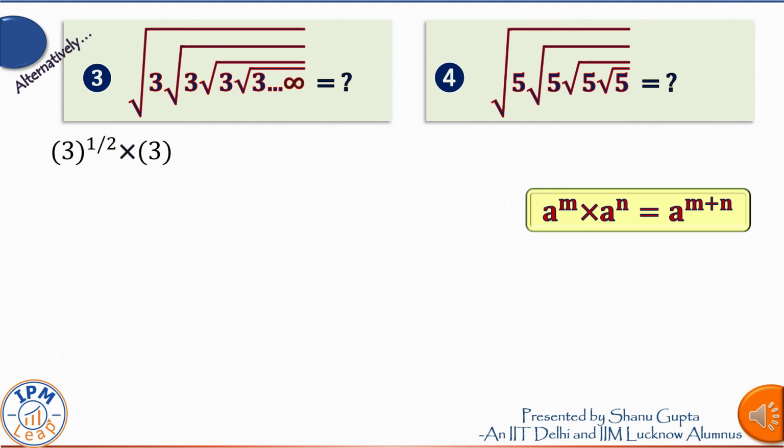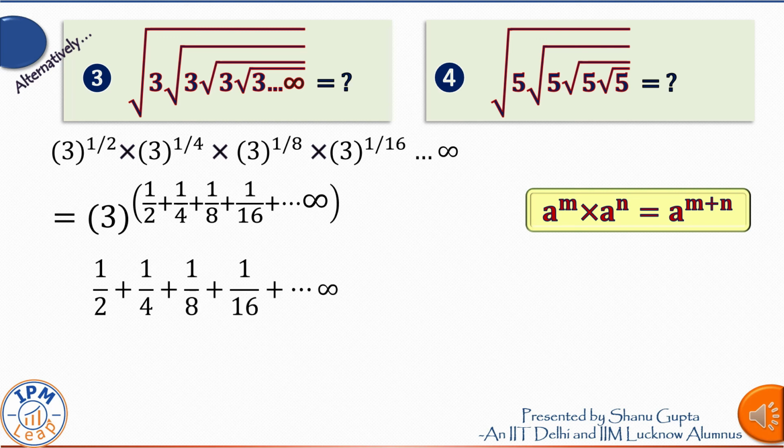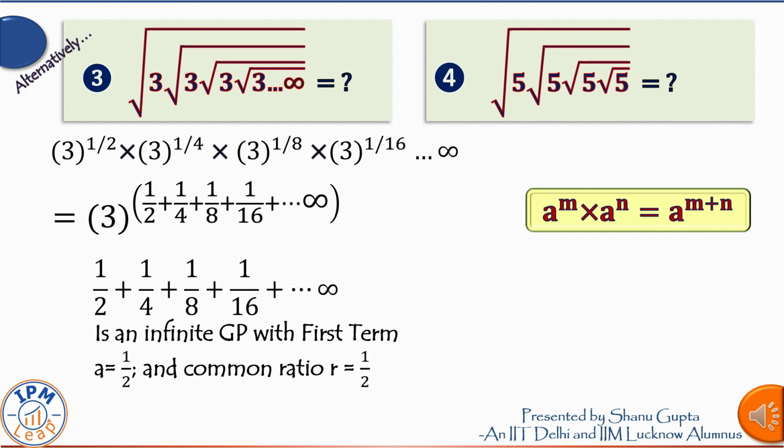So in this expression, 3 raised power half into 3 raised power of 1 by 4 into 3 raised power of 1 by 8 into 3 raised power of 1 by 16 and so on up till infinity, powers get added up. Net power of 3 will be half plus 1 by 4 plus 1 by 8 plus 1 by 16 plus so on up till infinity. Now this is an infinite geometric progression with first term a is equal to half and common ratio denoted by r is equal to half again.